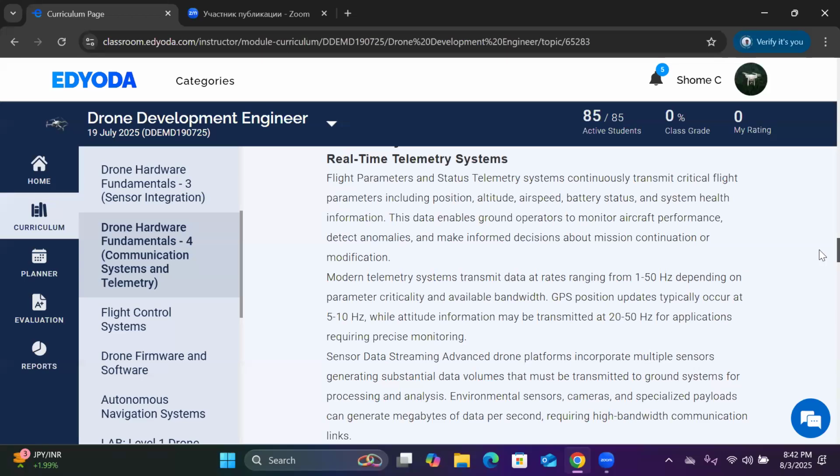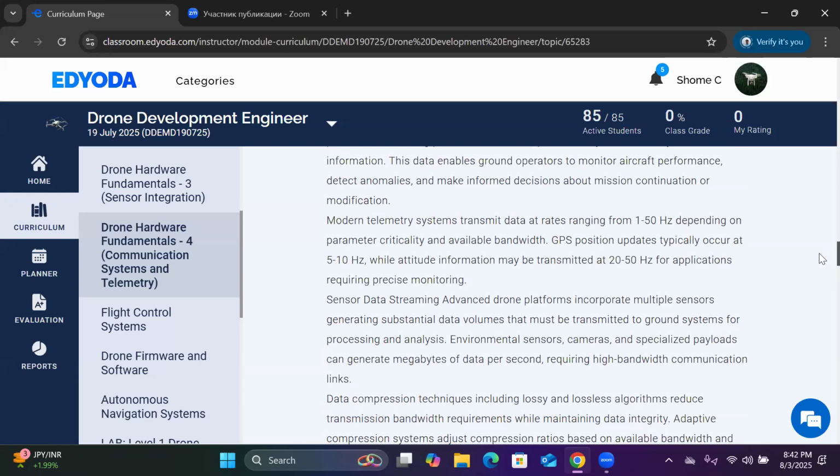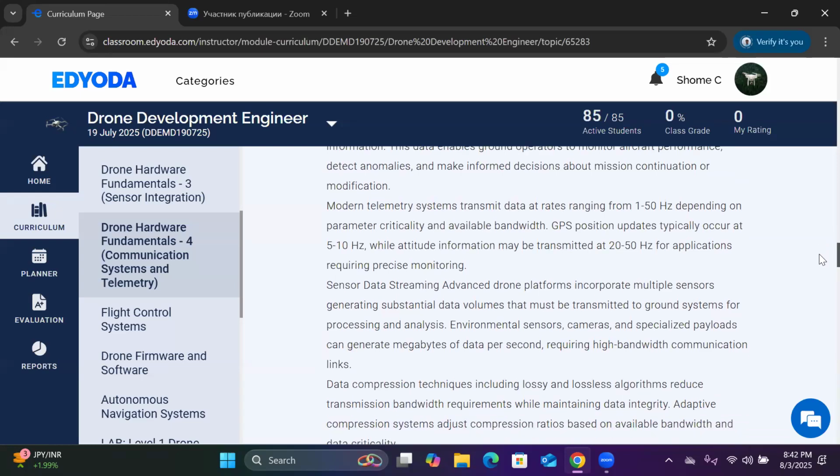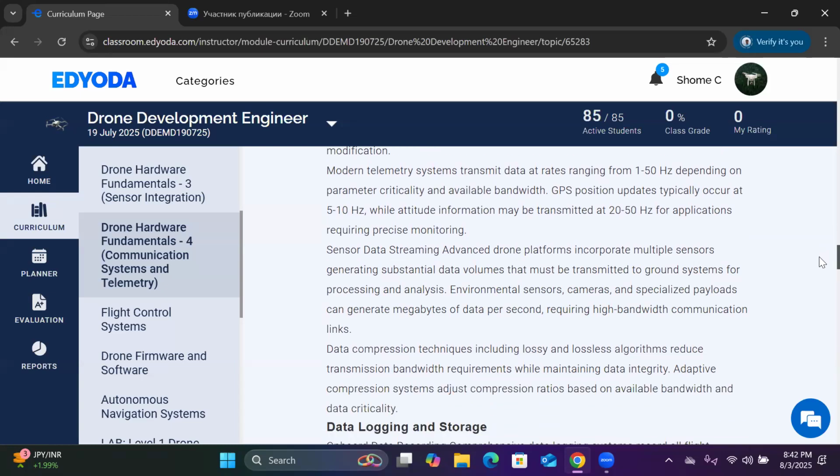Sensor data streaming. Advanced drone platforms incorporate multiple sensors, generating substantial data volumes that must be transmitted to ground systems for processing and analysis. Environmental sensors, cameras, and specialized payloads can generate megabytes of data per second, requiring high bandwidth communication links. Data compression techniques, including lossy and lossless algorithms, reduce transmission bandwidth requirements while maintaining data integrity. Adaptive compression systems adjust compression ratios based on available bandwidth and data criticality.